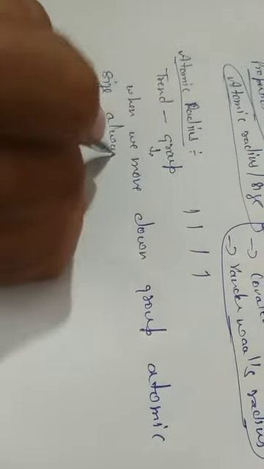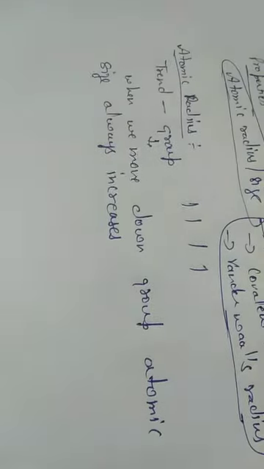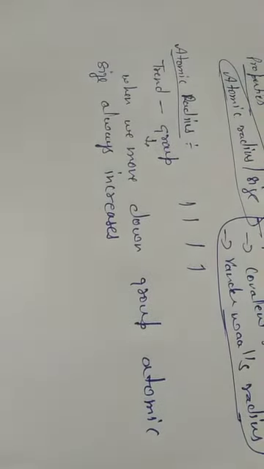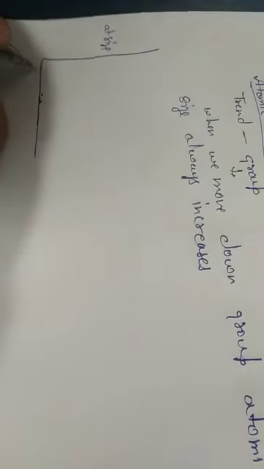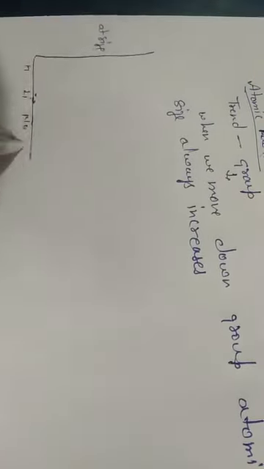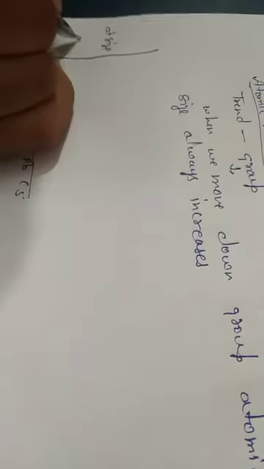atomic size or atomic radius always increases. If you go down any group, atomic size always increases. Like if I draw a graph for atomic size, like this is atomic size, and let's take the first group, that is hydrogen, lithium, sodium, potassium, rubidium, cesium. So the atomic radius, which is given to you in picometers, goes on increasing in this manner.